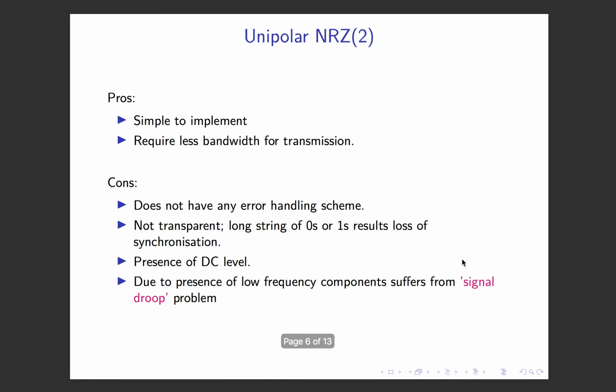So now we will see some pros and cons of this unipolar NRZ scheme. Obviously, as we saw, it is simple to implement and requires a small amount of bandwidth. But there are some drawbacks to this design: it has no error handling scheme. As we talked about in the last talk, for every line coding scheme, we need some error handling mechanism to make the transmission more efficient.